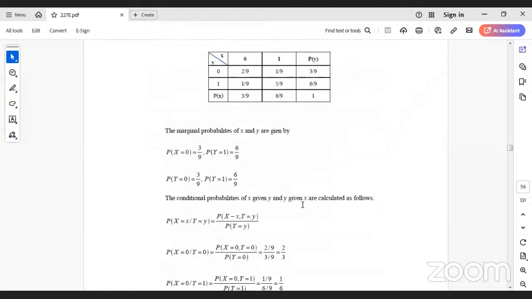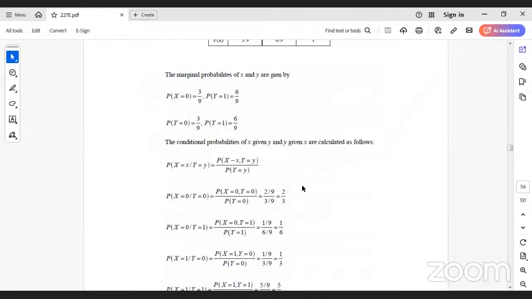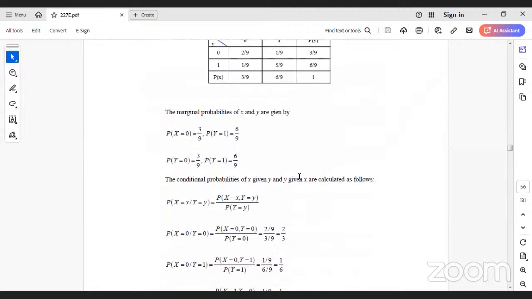So the conditional probabilities of x and y are calculated as follows here. We can discuss x and y one by one. Here X is equal to x and Y is equal to y. First, X equal to 0 and Y equal to 0. I'm going to the top, X equal to 0.